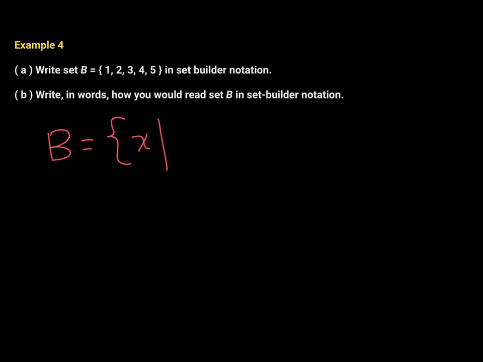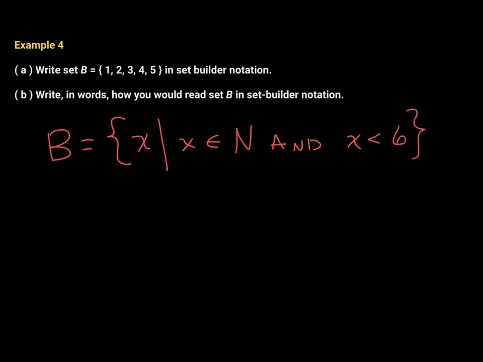Such that. Now, you're going to have to look at these numbers, 1, 2, 3, 4, 5, and what kind of numbers are these? Like what are these elements? Well, they're all natural numbers. So we're going to say X has to be a member of the natural numbers, but not just any natural number. It has to be any natural number that is less than 6. So we have to add to the conditions. So we say and X is strictly less than 6.